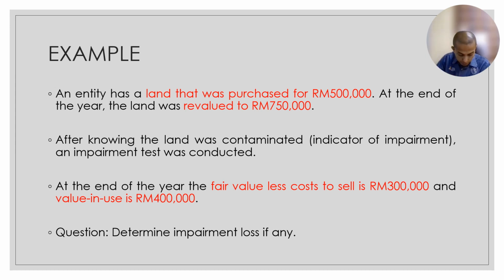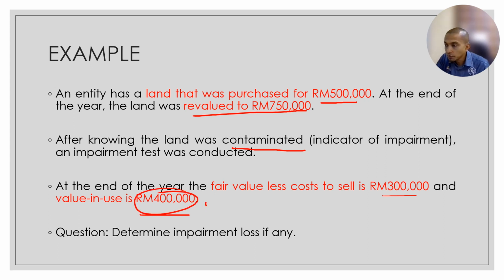Okay, if we look at this example, the entity purchased land for 500,000, and at the end of the year the land was revalued to 750,000. After knowing the land is contaminated, it is an indicator of impairment. So this contamination is an indicator of impairment of the asset, and an impairment test was conducted. Right, at the end of the year the fair value less cost to sell is 300,000 and the value in use is 400,000. Of course, this one we are going to choose the higher. The higher is 400,000. We are going to choose 400,000, right? So the question: determine the impairment loss if any.